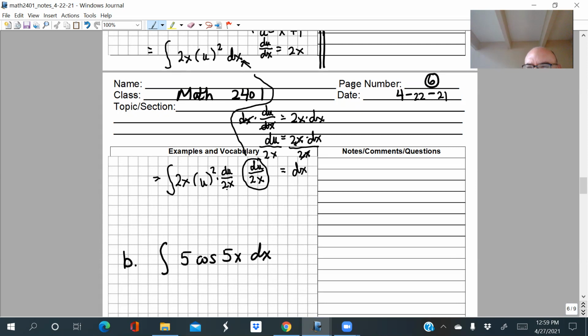All right, now what have I achieved by doing this? Well, something really nice happens here. Look what happens to the 2x's here. They divide out. Isn't that crazy? The 2x's divide out, and look what you're left with here. You're left with just u squared times du.